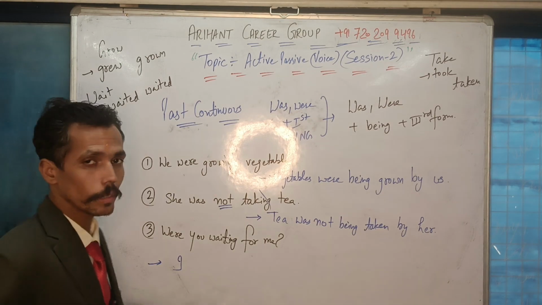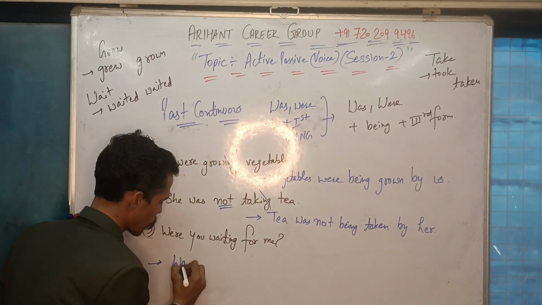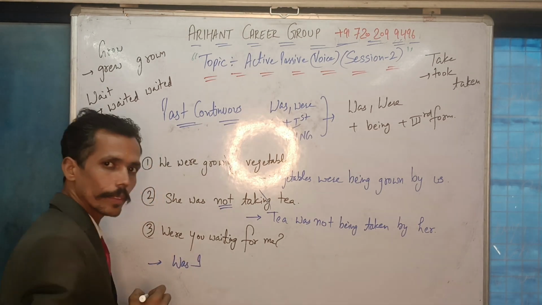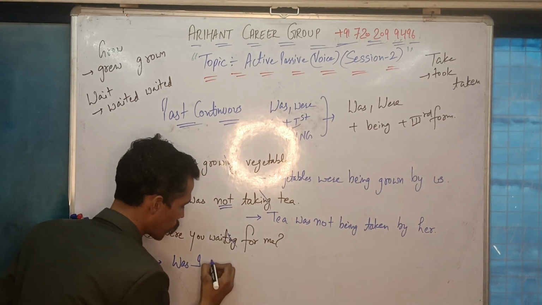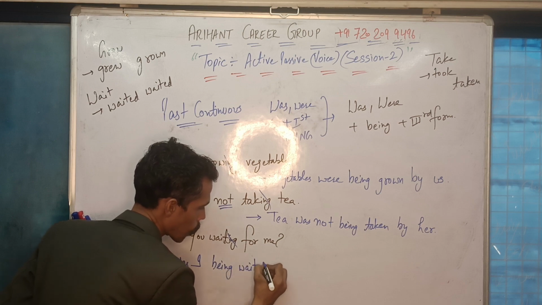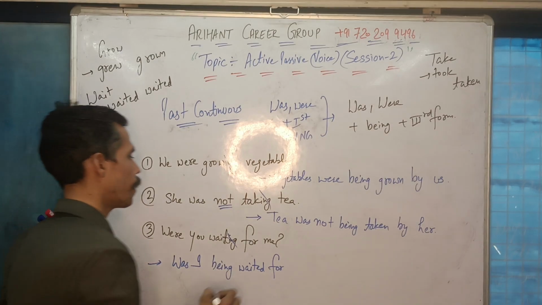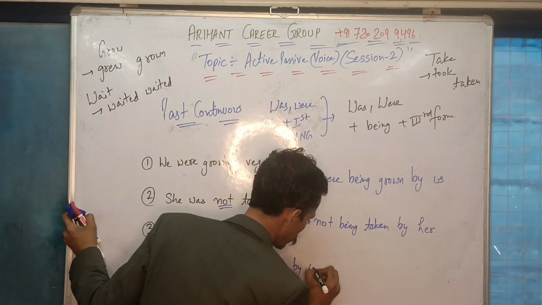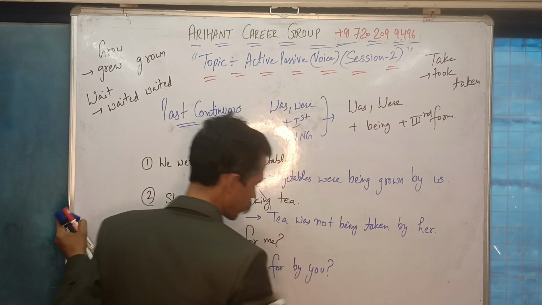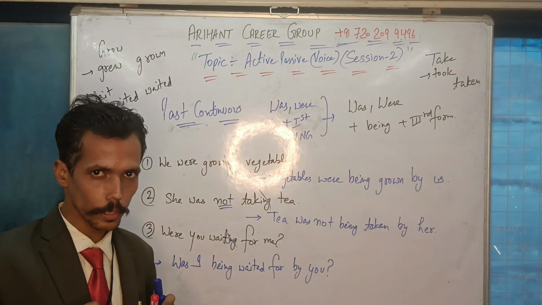So this is I, meaning singular here. So the answer should become like this. Was I. Ing is to be converted into being. Was I being waited for by you? Okay. So let us try to understand what did we discuss in this tense.